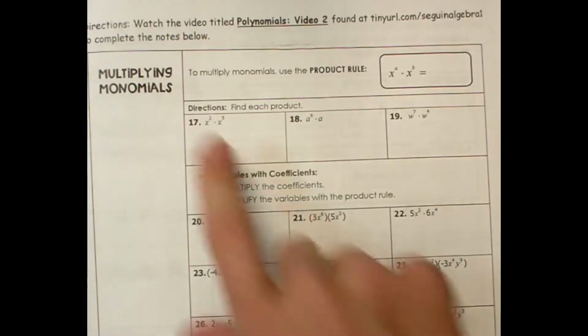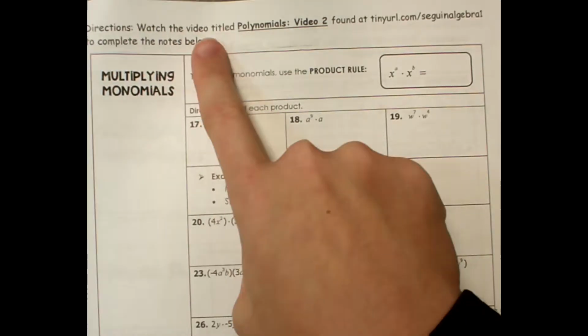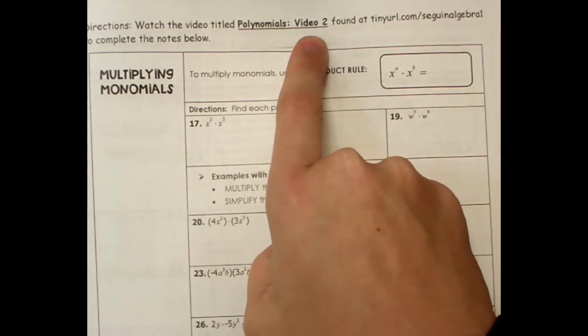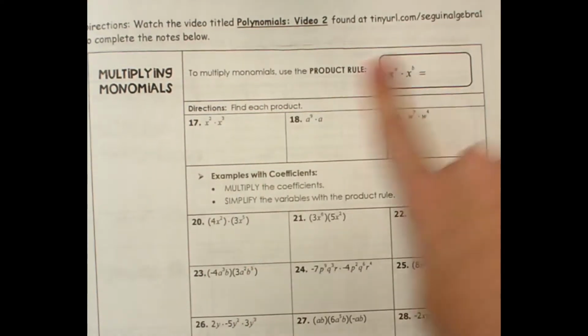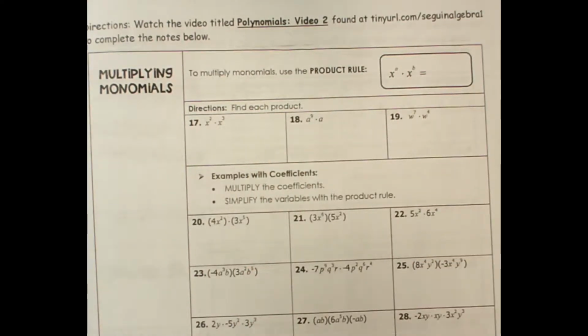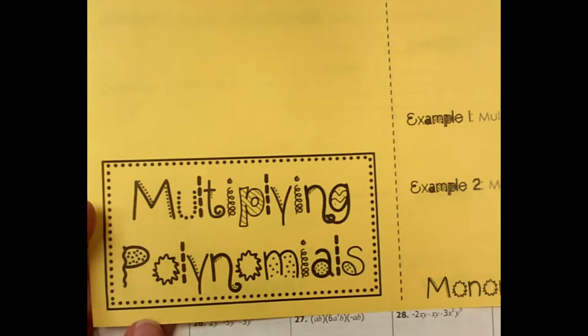So it says at the top of page 13, you need to watch the video titled Polynomials Video 2 to complete this assignment. Keep in mind, this is not your notes. You need to go to the back of the class or get from Ms. Pearson the page that's yellow and it has multiplying polynomials on it. When you get this sheet, you need to cut on the dashed line. So you'll cut the paper in half.